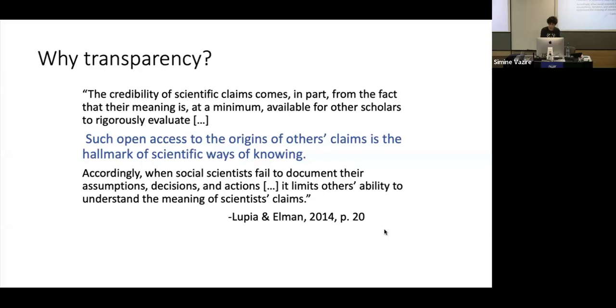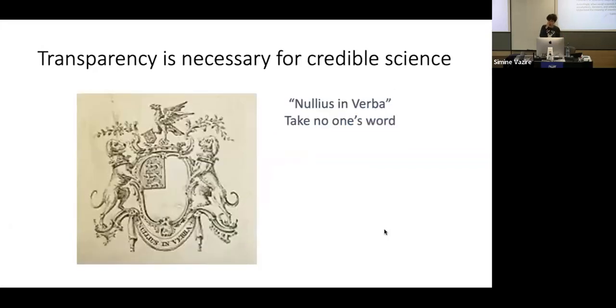It's also the motto of the oldest still existing scientific society, the Royal Society in the UK. Their motto is nullius in verba, or take no one's word. So this idea of distrust is fundamental and really old in scientific thinking.